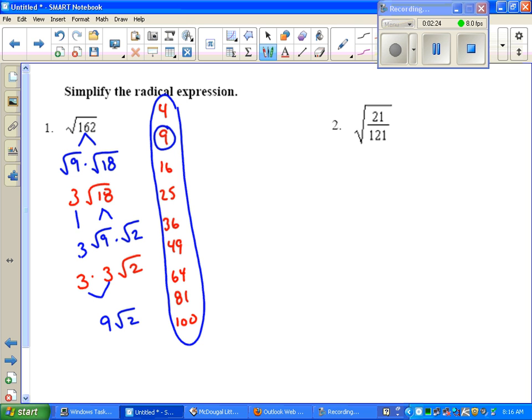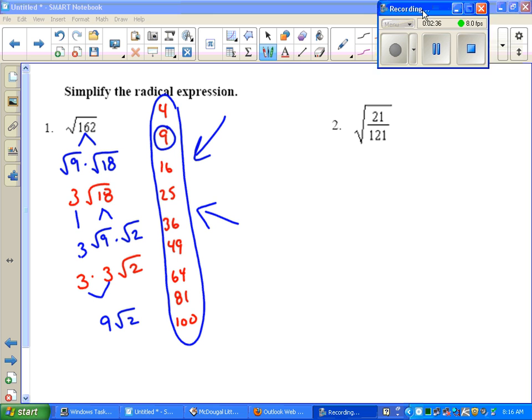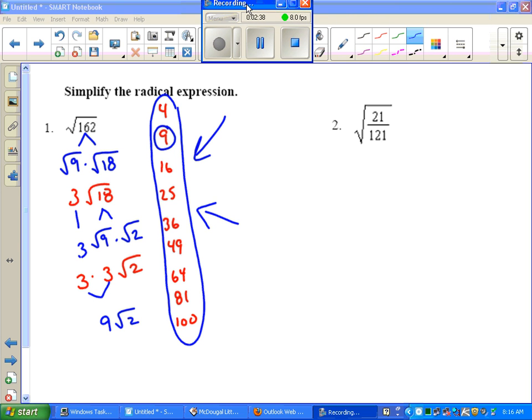There are 3 questions you have to ask yourself to determine if this is a simplified answer or not. Are there any perfect squares? Again, these are your perfect squares. Are there any perfect squares that you can multiply by and get the number that is inside of the radical symbol? Can we get that number if we multiply it by 4 or 9 or 16? No. The other 2 questions you have to ask yourself involve fractions.